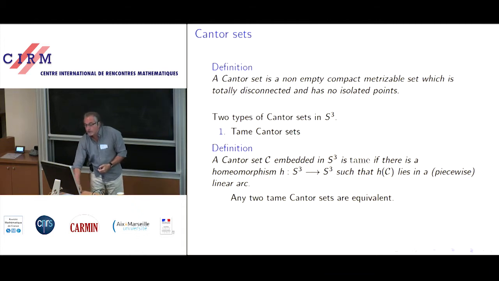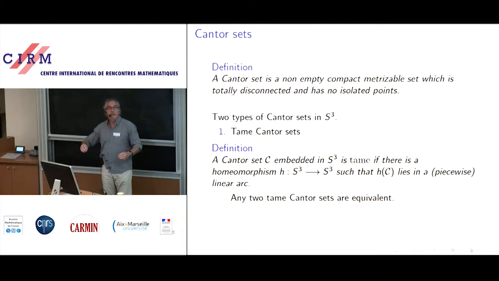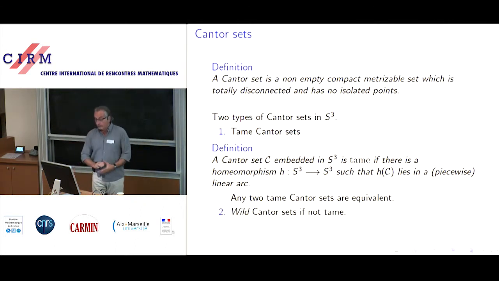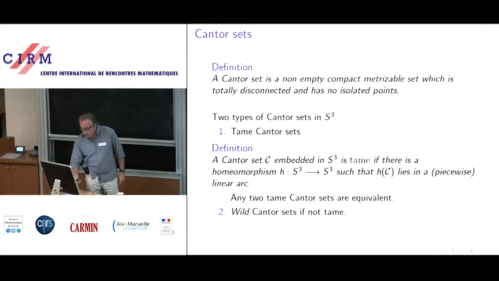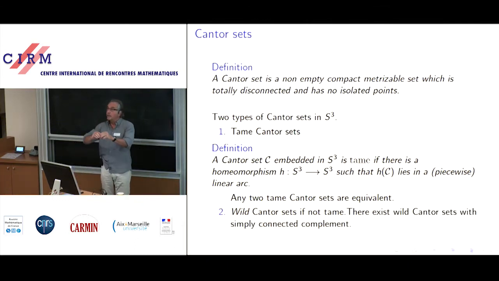So one fact which is not too difficult to prove is that any two tame Cantor sets are homeomorphic by an ambient homeomorphism. That is, a homeomorphism between them extends to the ambient space. And the wild ones, which are not tame. And the first one which I described, Antoine's necklace, is a wild Cantor set. Well, here we proved that they were not homeomorphic just by looking at the fundamental group of the complement, but it could be a bit misleading because there are wild Cantor sets, that is Cantor sets which cannot be straightened somehow, whose complement is simply connected. So it's really a wild world.